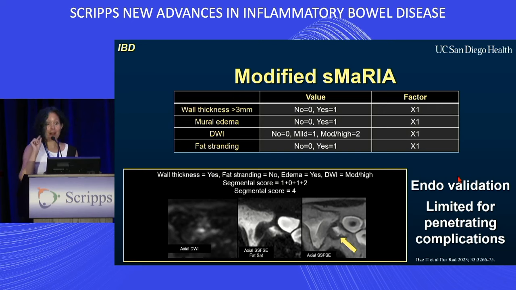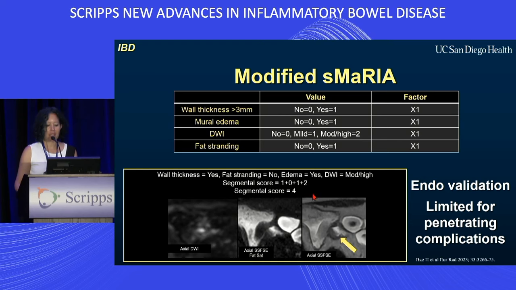Now there's the modified S-Maria. The one thing that you'll notice here that's a little bit different is they've added diffusion-weighted imaging to this scoring system. And now there's a slightly subjective score here: no diffusion-weighted imaging restriction, high signal, mild or moderate versus high. Once again, using the same segment of bowel I've shown you in the prior examinations, you can see there's actually a lot of signal here on the diffusion-weighted imaging.